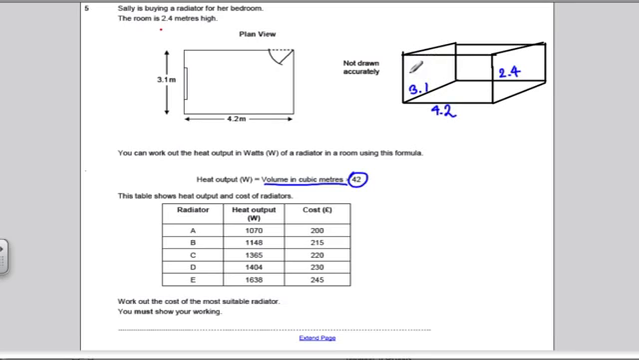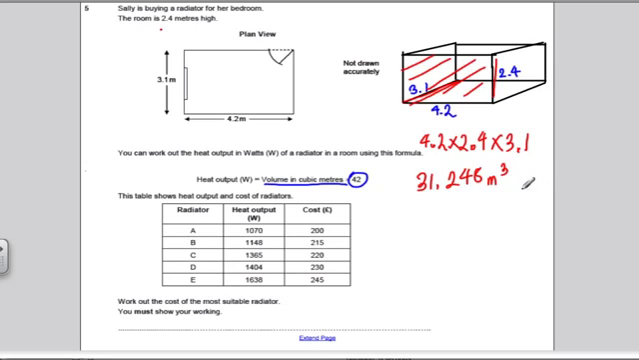So we need to work out the volume. The volume is the area of this front face, which is 2.4 high and 4.2 across. So you do 4.2 times 2.4 for that area, and then you multiply it by how far back the room is, which is 3.1. You type that all in your calculator, and you get 31.248, and the unit is meters cubed.